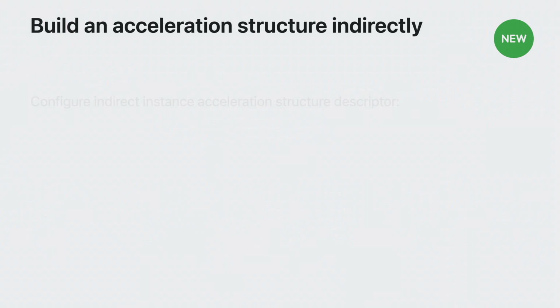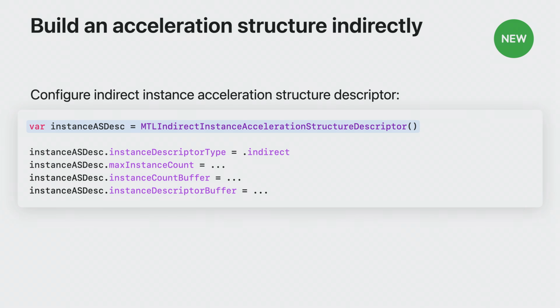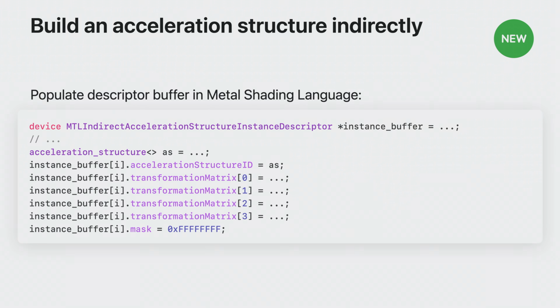To perform a GPU-driven acceleration structure build, create an indirect instance acceleration structure descriptor. Set the maximum instance count on the descriptor and the buffer where you will write the final instance count from the GPU. Then simply set the instance descriptor buffer and you're ready to start configuring instances on the GPU. You will use a different type of descriptor in the instance buffer. The indirect instance descriptor is similar to the direct instance descriptor, except that you can identify the acceleration structure being instanced by simply assigning it to the descriptor. That's how you build an instance acceleration structure.